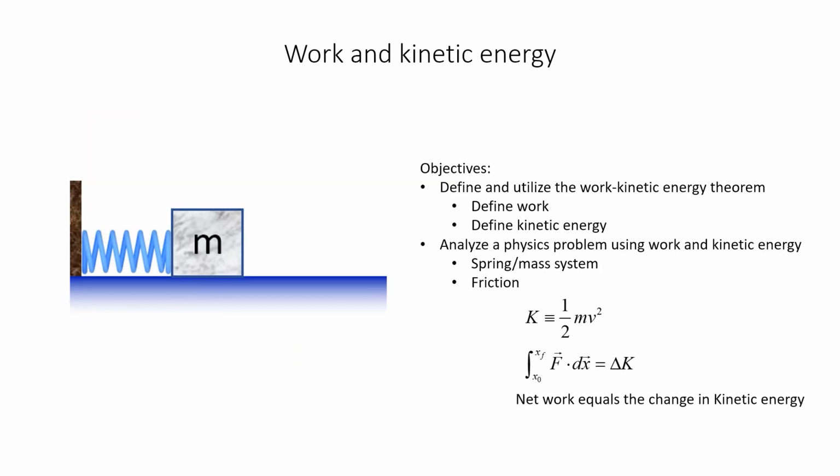To recap, we've derived the work-kinetic energy theorem, defining work as the integral of F dotted with dx, and defining kinetic energy as 1/2 mv squared. We analyzed a couple of physics problems using the work-kinetic energy theorem, a spring-mass system without friction and another spring-mass system with friction.